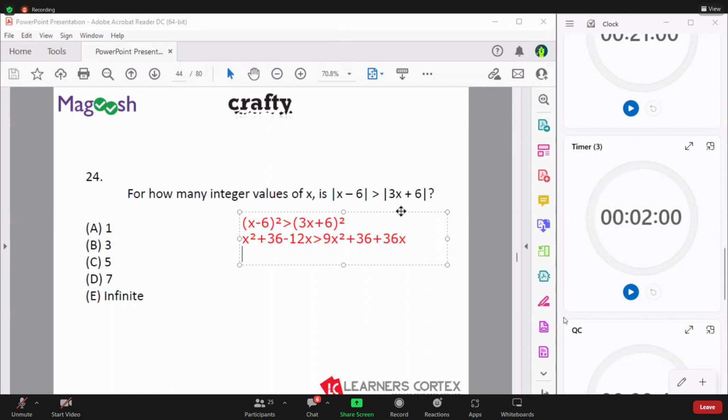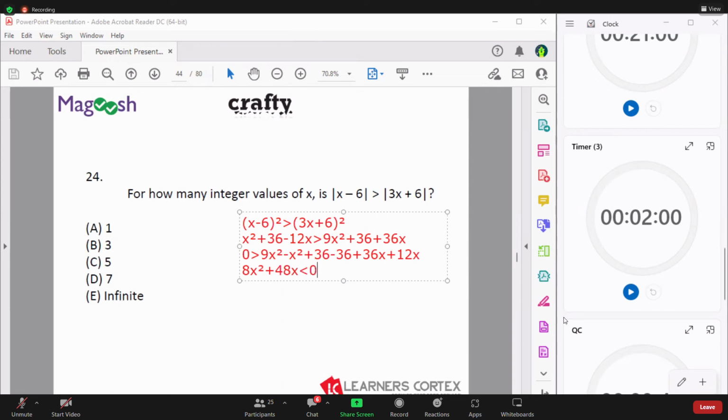Then what happens is 0 is greater than 9x square minus x square. 36 and 36 will get cancelled. Then plus 36x and then plus 12x, which would give us 8x square plus 48x is less than 0.